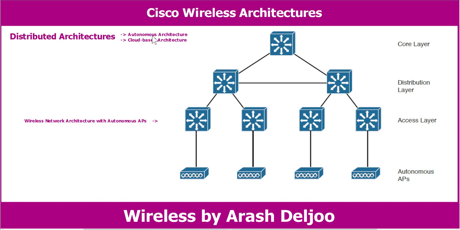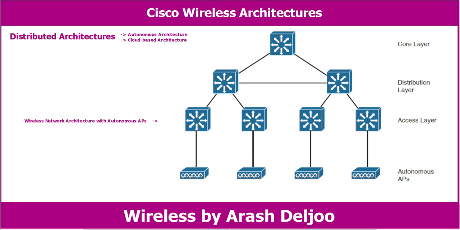Let me explain the autonomous AP first. Distributed architecture can be implemented in two forms, autonomous architecture and cloud-based architecture. First, the autonomous architecture. Autonomous APs are self-contained, each offering one or more fully functional standalone basic service sets, or BSS. They are also a natural extension of a switched network, connecting wireless service set identifiers, or SSIDs, to wired virtual LANs, or VLANs, at the access layer.